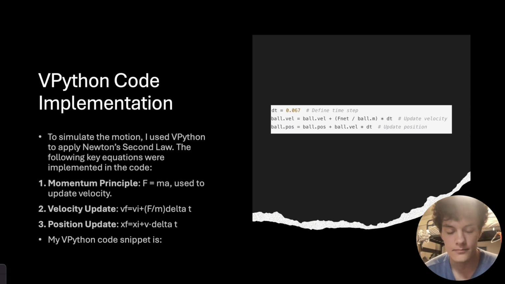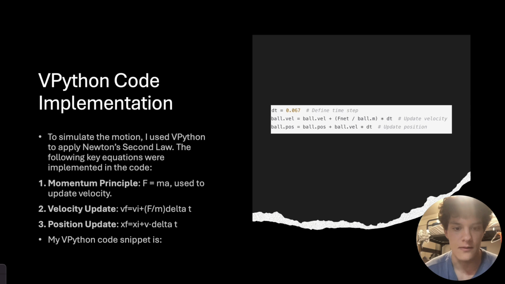our motion over time. So to simulate the motion, I used VPython and applied Newton's second law. The following key equations were implemented into the code. The momentum principle, force equals mass times acceleration, which I used to update the velocity using the velocity update formula. Final velocity equals initial velocity plus force over mass times the change in time.